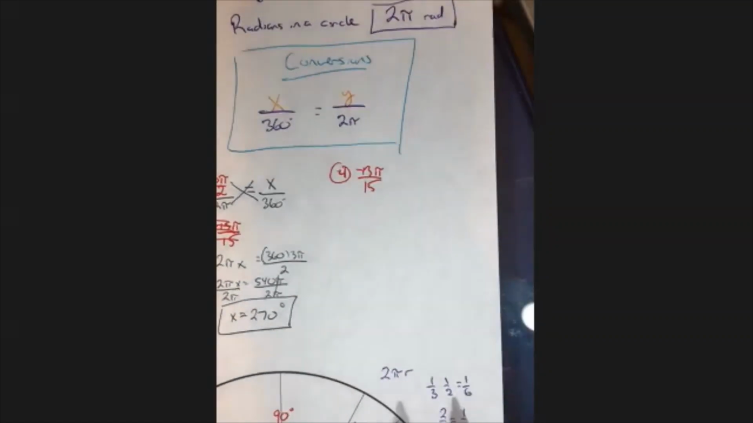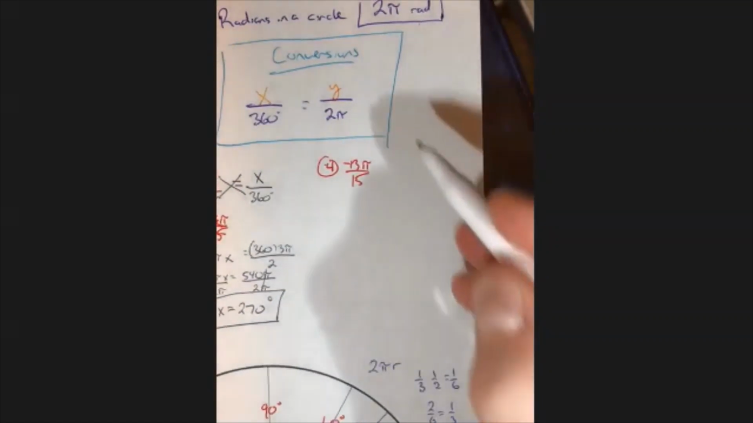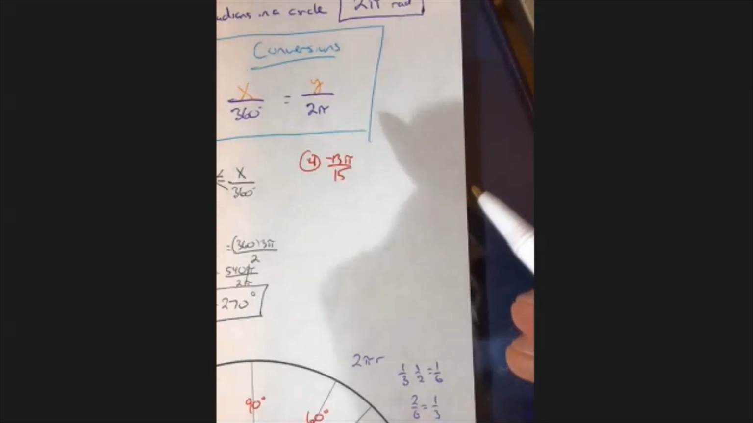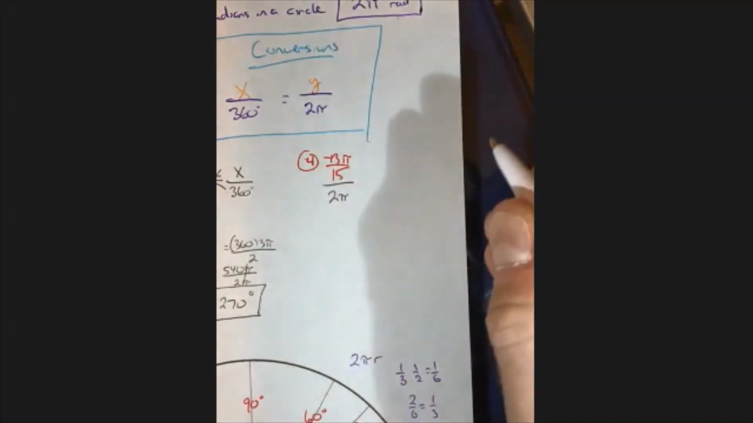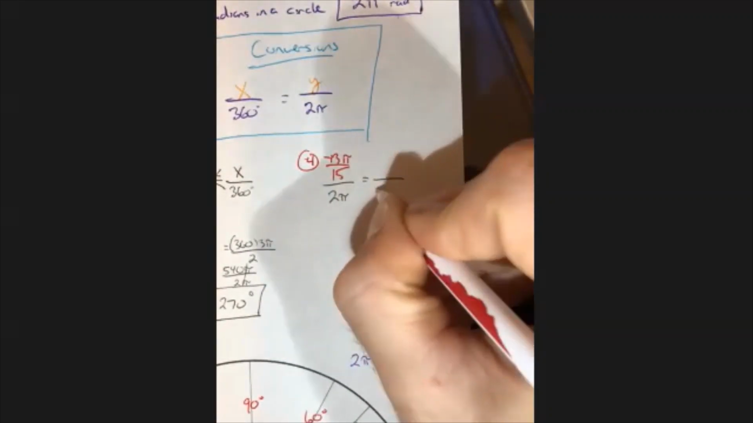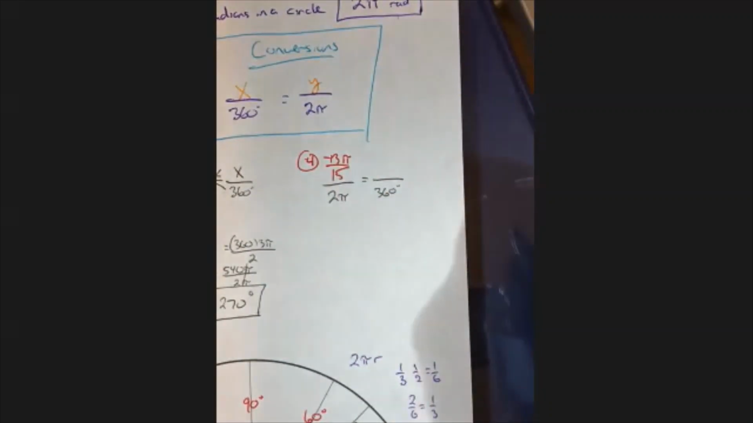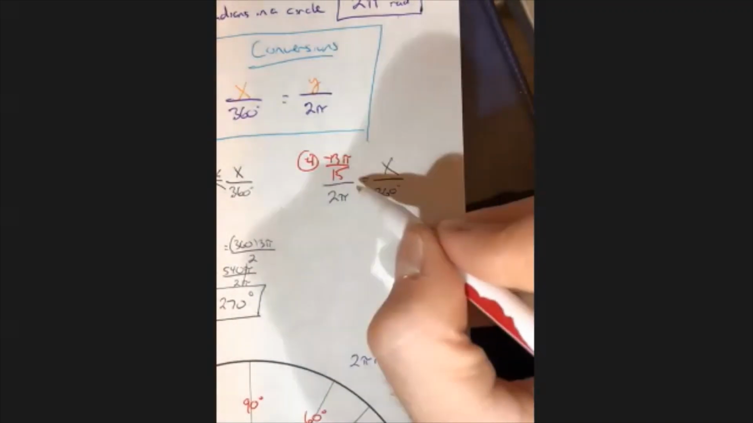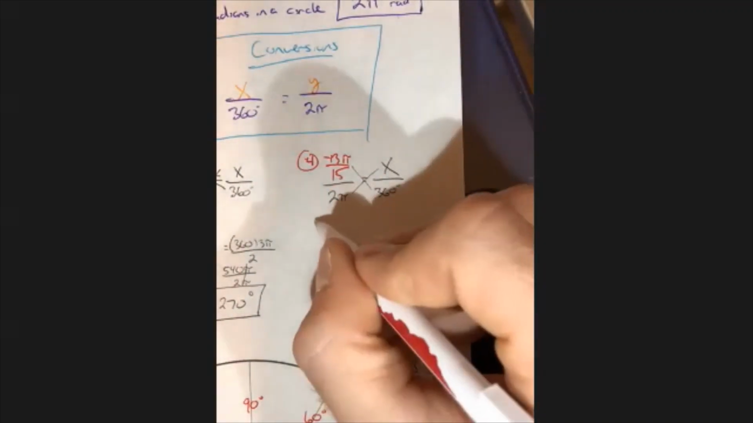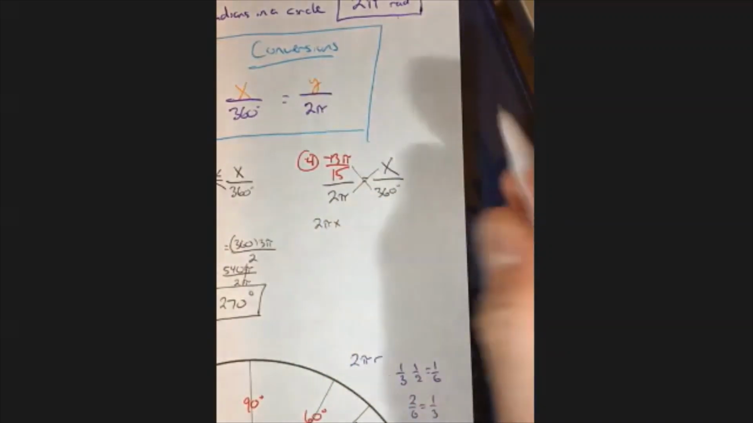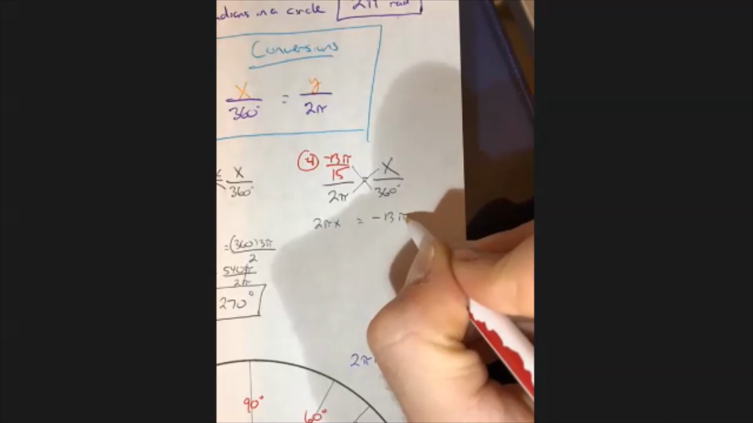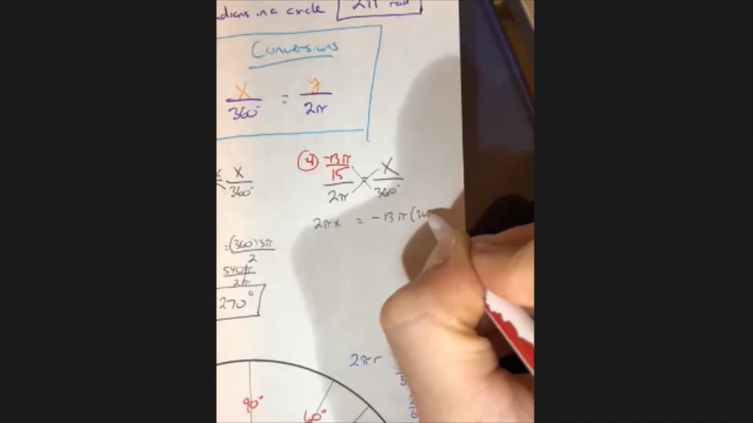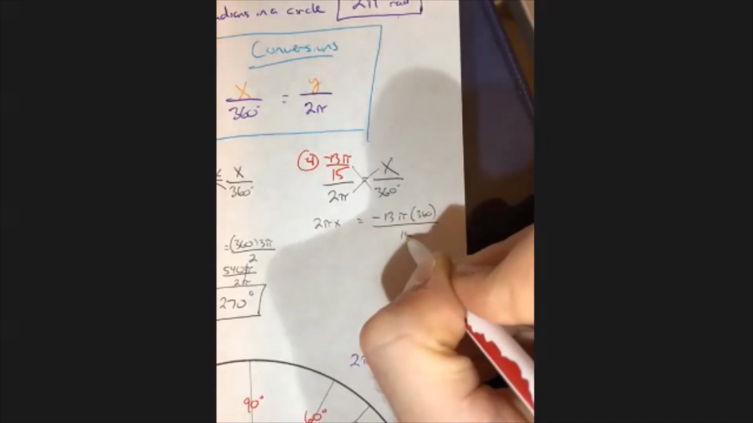Let's do one more. So negative 13 pi over 15, I know this is some radian value, so I put a full radian circle is equal to a full degree circle. And I don't know this value. So I just cross multiply. 2 pi x equals negative 13 pi times 360 all over 15.